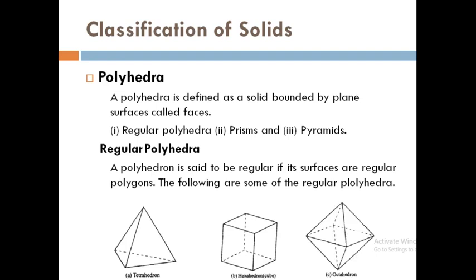We call all these solids regular polyhedra because if you look at the tetrahedron, it is made by four equilateral triangles. All four faces are equilateral triangles. Hence, it is a regular polyhedron. Then the cube is made up of six equal square faces. Hence, it is called a regular polyhedron. Then the octahedron is surrounded by eight equilateral triangles. Hence, it is also a regular polyhedron.